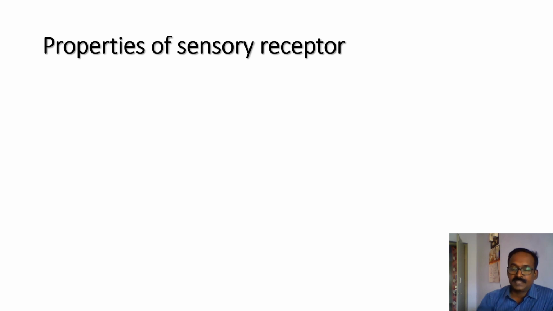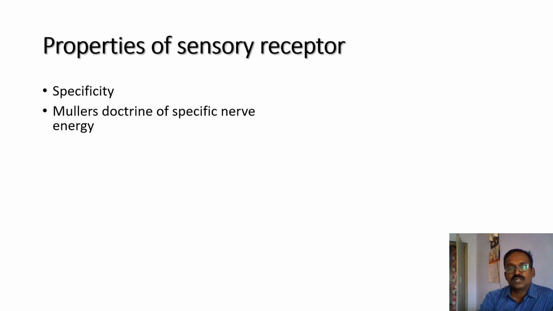Properties of sensory receptors. Specificity: each sensory receptor carries a specific sensation. For example, temperature receptors carry temperature sensation, and pain receptors carry pain sensation. This is called Müller's doctrine of specific nerve energy.